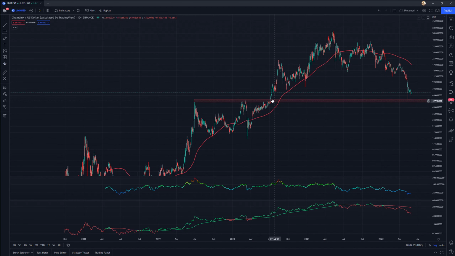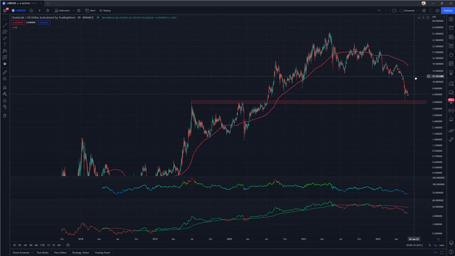And now that we've been so far extended from this and we've come back down, we've held it as support in the short term. So we have seen some sort of bounce off this level, and I would expect that if we come back down towards it again, hold it as support again, and bounce off from there, then that would lead towards another bounce, right?